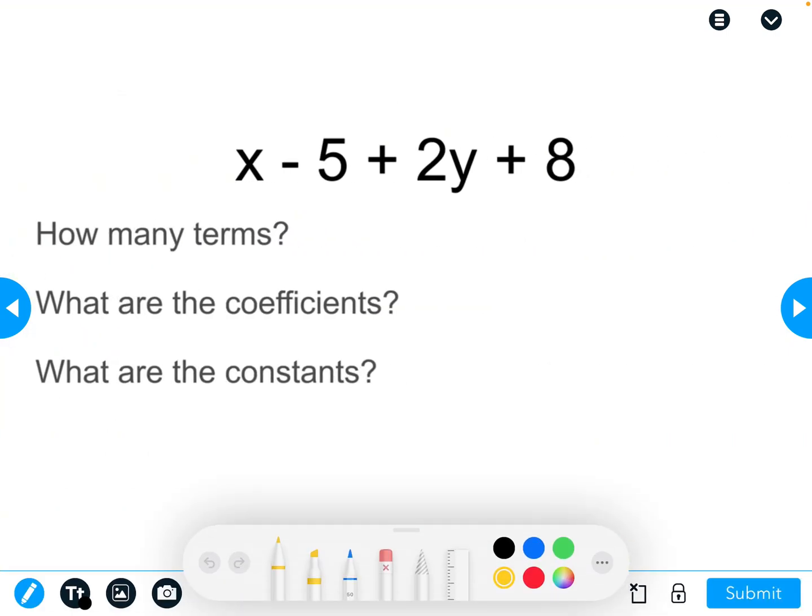So let's do some examples. How many terms? So the first thing we want to do is make vertical lines before the plus or minus signs. So we can see in this example we have 4 terms.